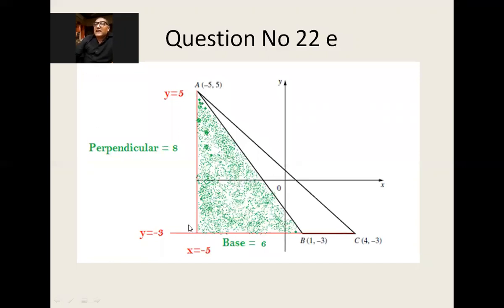So you see here, I have tried to make a triangle, which I've shaded with green. This is a right angle triangle. The base of this right angle triangle will be 6, because from 1 to -5, so this will be 6. And the height of this triangle will be from -3 till 5, so it will be 8. And we have already found that the length of AB is 10.